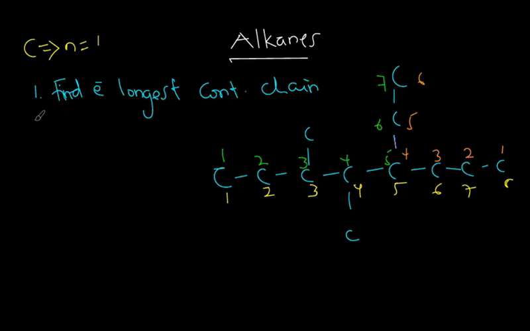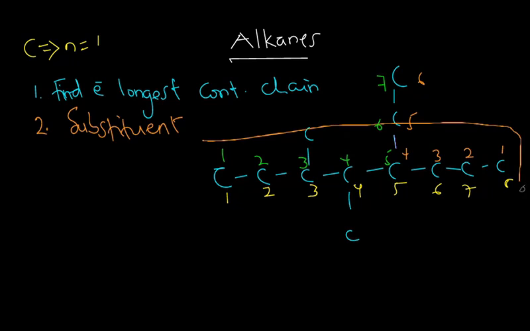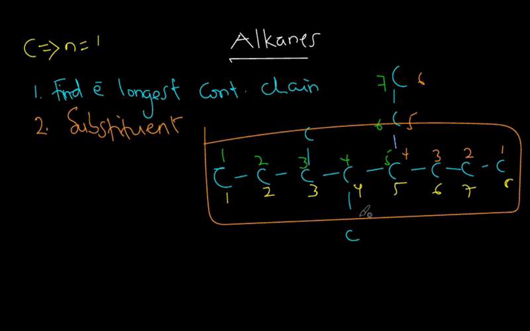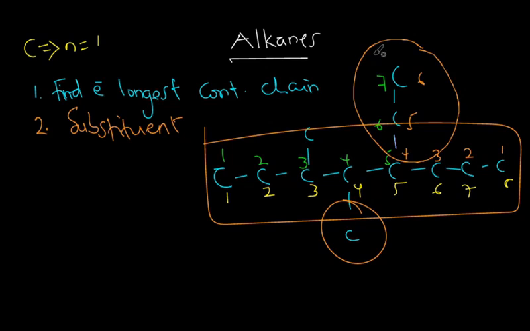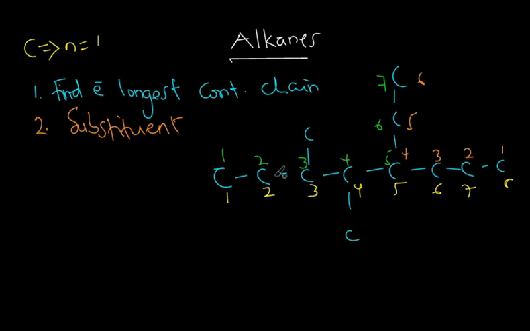Now after we find our longest continuous chain, any other atom attached to the longest continuous chain becomes a substituent. A substituent is any other compound or group of atoms attached to the longest continuous chain of an alkane. So in our example, this is our longest continuous chain. This carbon here and these 2 carbons, including these ones, are all substituents. Now that we know what substituents are, let's dive a little bit more.